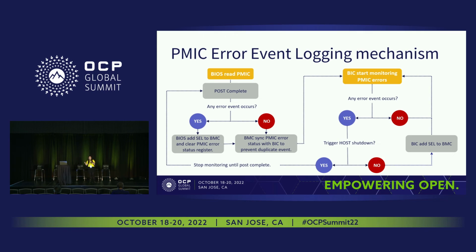If any error event occurs, the error event might trigger the hot shutdown. If it triggers the hot shutdown, BIC stops monitoring until the next POST complete. If it doesn't trigger the hot shutdown, as a warning case, then BIC adds the SEL to the BMC and keeps monitoring the PMIC errors.